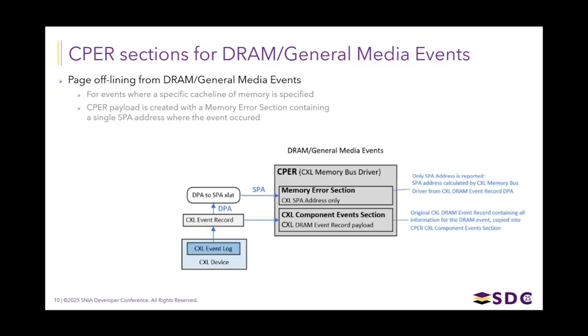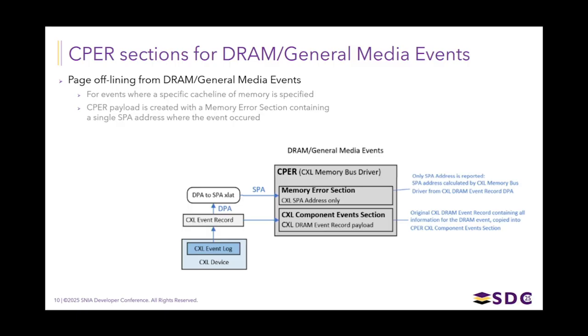Then the bus driver will perform DPA to SPA translation, and then that SPA address, which is what the rest of the system really cares about, will go into a separate memory error section, and that contains the SPA address of the error. So this is kind of how we bundle up the event records, do the DPA to SPA translation, add another error section to the CPER payload, and then we pass that up the stack. And so WIA would act on the memory error section, take that SPA address, potentially offline the memory. But again, we also have the complete event record payload in case other portions of the stack or folks that are listening to these events can act on it.